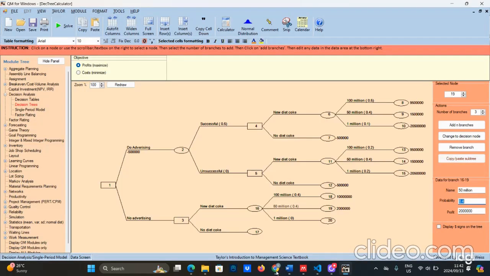And now if they sell 1 million bottles, the expected loss they're supposed to make is going to be 20 million. Which means here they'll lose just 20 million because they didn't spend any money on advertising. Which means here they lose 20 million. And now, since your decision tree is complete, you can press solve.